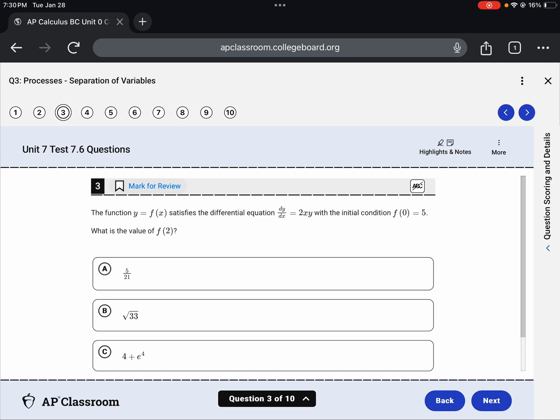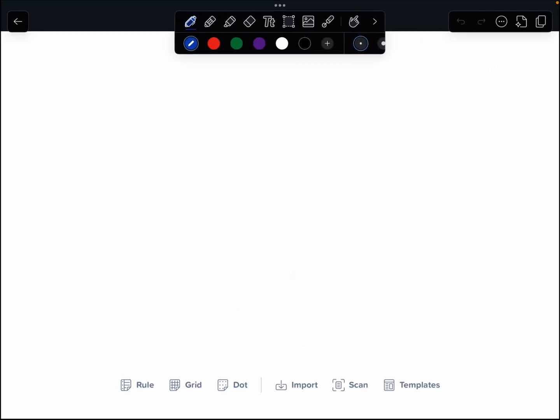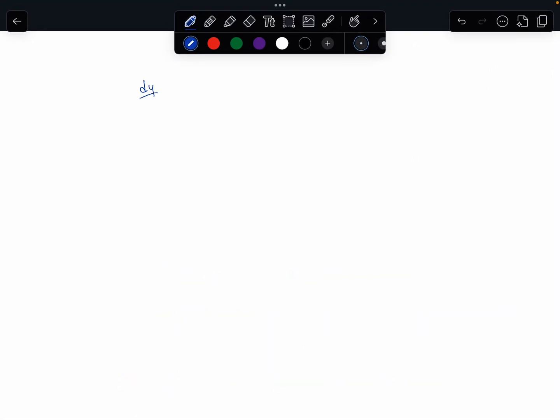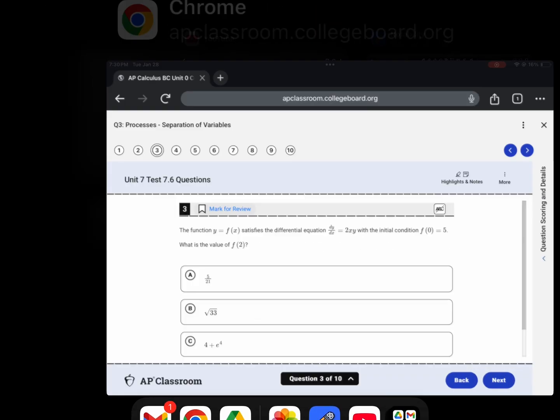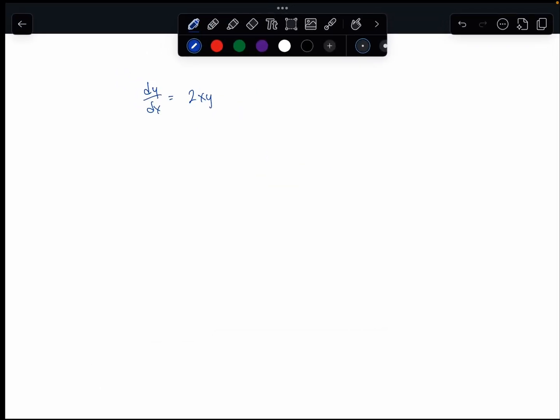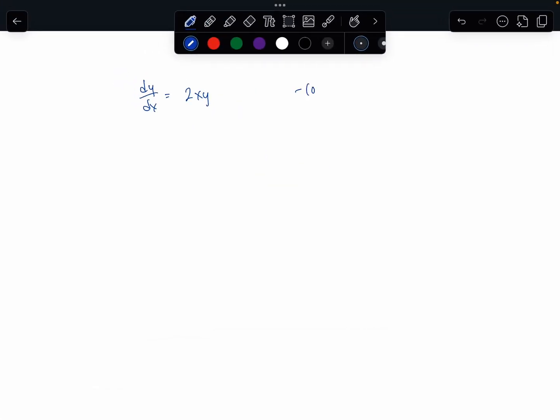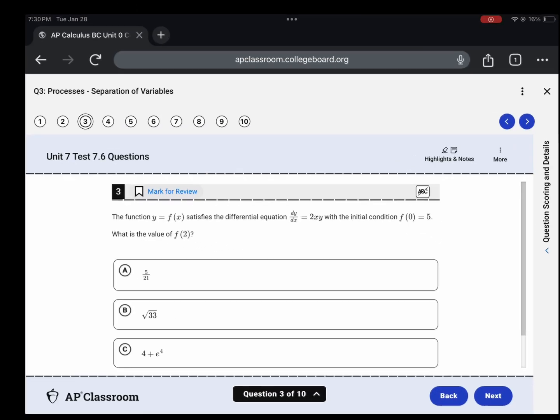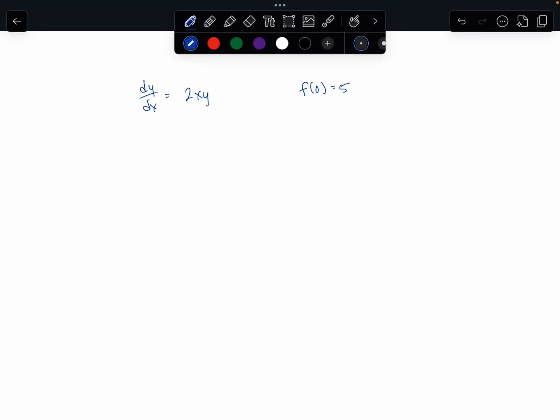So dy dx is equal to 2xy. We have the initial condition of f of 0 is equal to 5. But it wants us to evaluate the function at 2. It wants us to find f of 2. So that's actually kind of like a second part. But I can see myself using something like this on the exam.